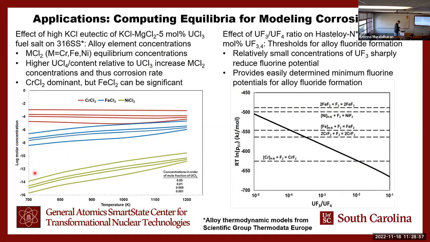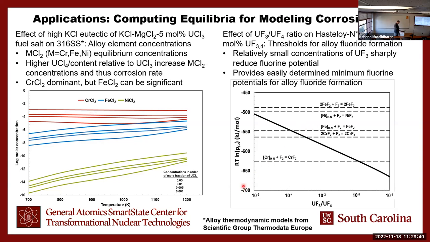Looking at corrosion, here we've computed the molar concentrations of chromium chloride, iron chloride, and nickel chloride in this particular salt composition. The concentrations are pretty low. Again, here's the chromium chloride. That's the worst actor. Also, interestingly, not much temperature dependence. We kind of scratched our heads and said, that seems a little odd, but that's what the calculations tell us. And sure enough, our colleagues at Oak Ridge have done experiments and they scratched their heads. There's no temperature dependence. So it seems to be real.